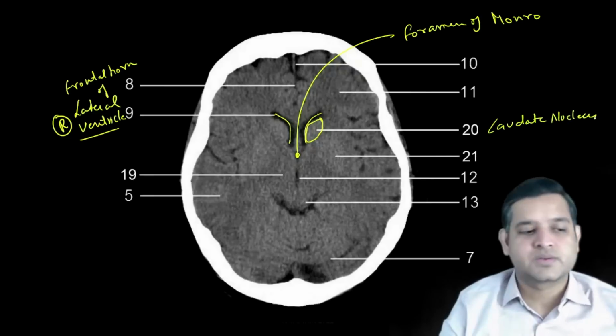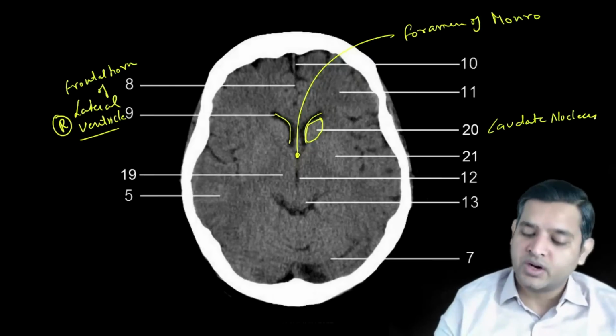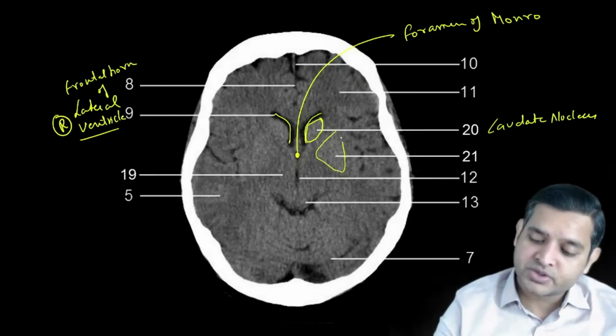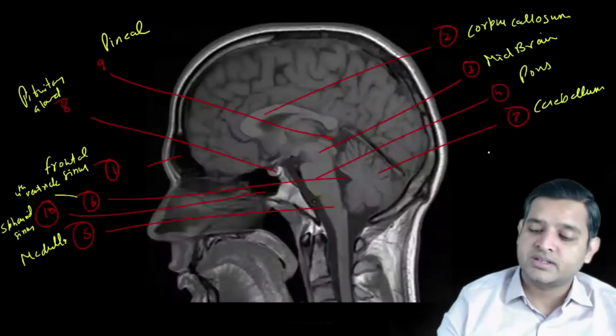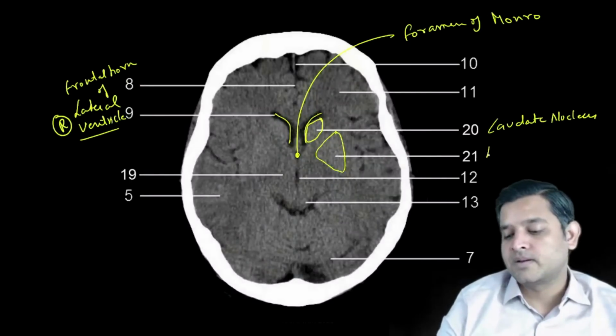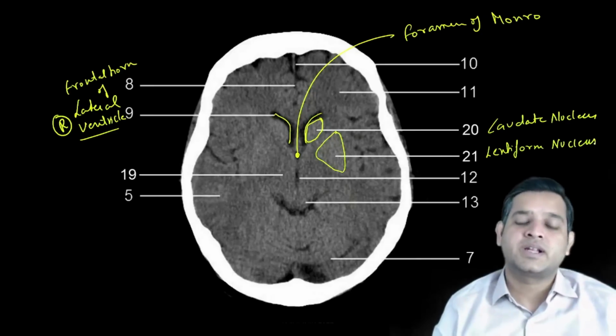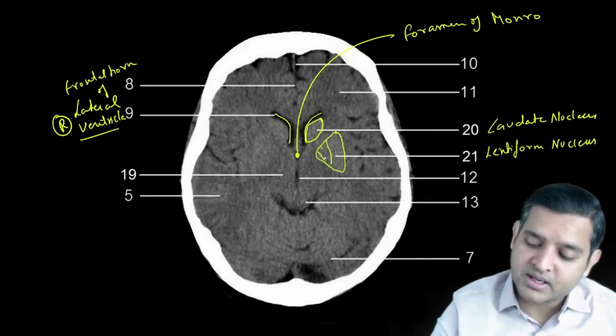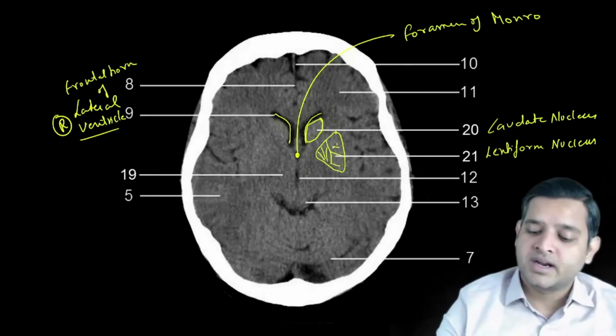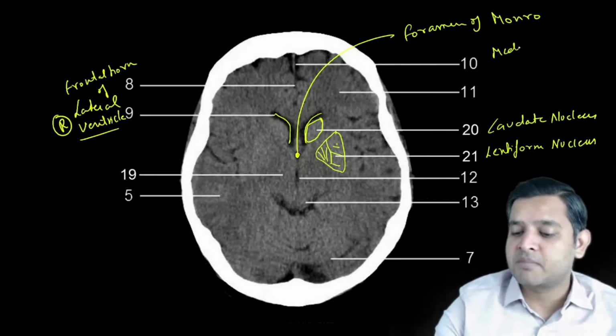Caudate nucleus. This structure is the caudate nucleus, and this triangular shaped structure that you can see here is the lentiform nucleus, which has a medial part and a lateral part. It is to be noted that the medial part is called the globus pallidus.